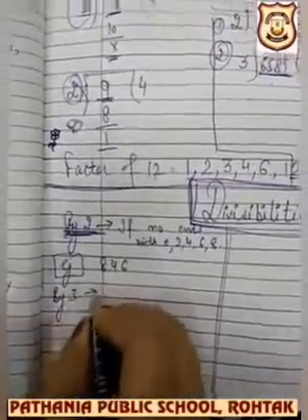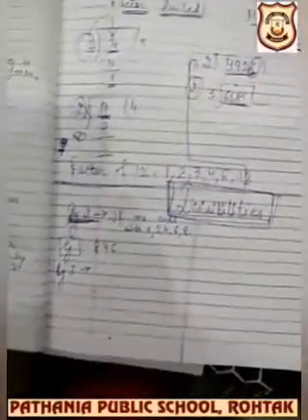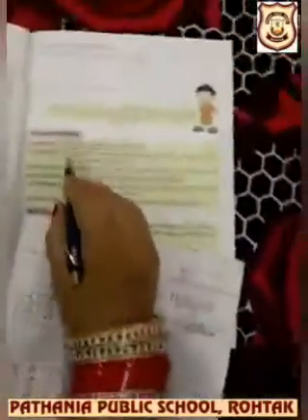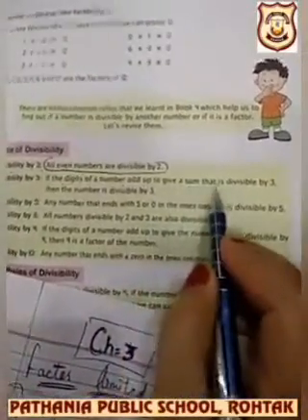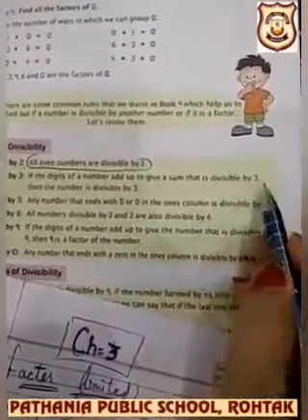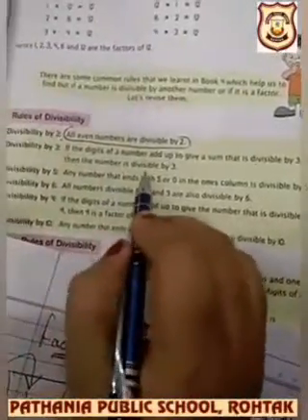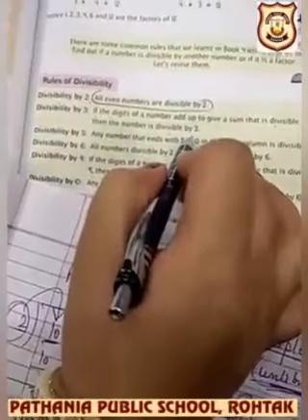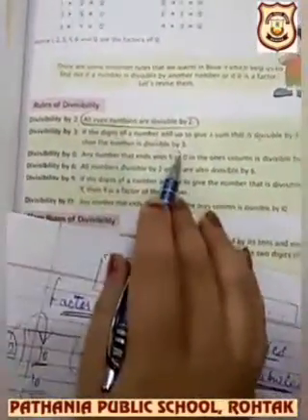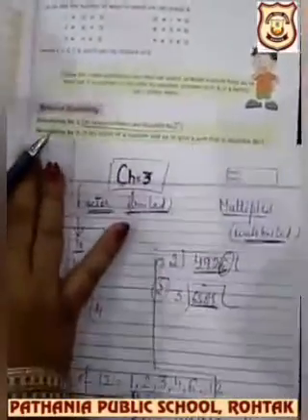Now what is divisibility of 3? If the digits of a number add up to give a sum that is divisible by 3, then the number is divisible by 3. It means if the sum of digits is a multiple of 3, then the number is divisible by 3.